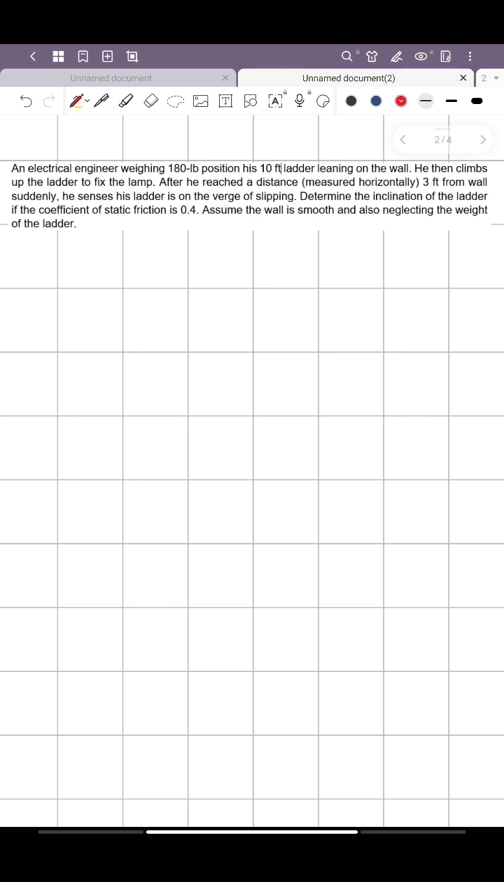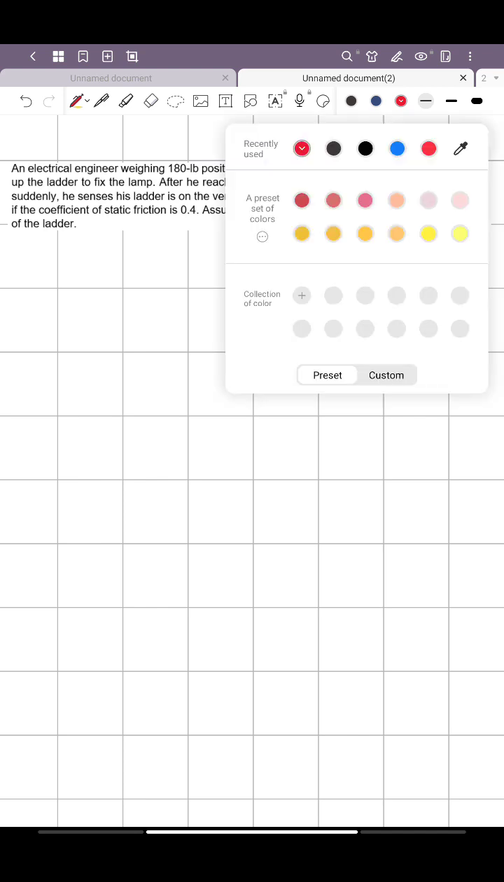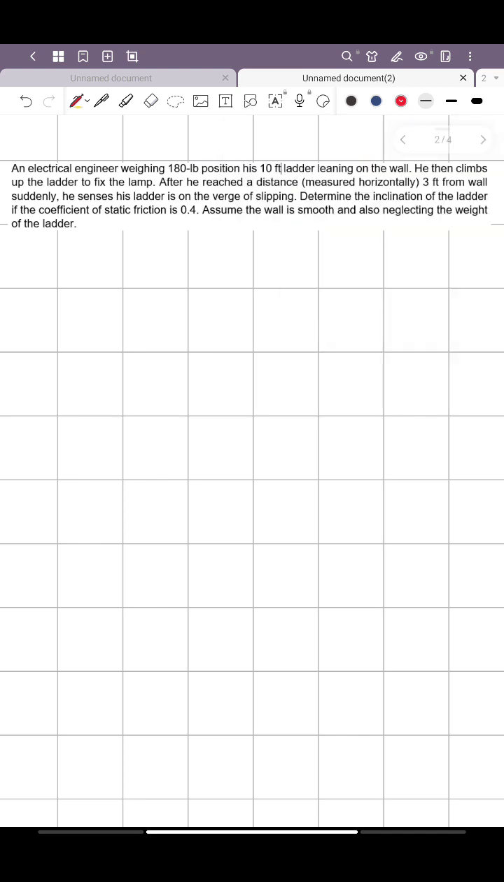So, ano ba yung mga given natin dito? We have the weight of the electrical engineer, which is 180. Then yung ladder natin, which is 10 feet. Then yung distance na 3 feet. So, nakalin daw yung wall into the ladder. Tapos, i-determine natin kung ano yung degree of inclination for that ladder.